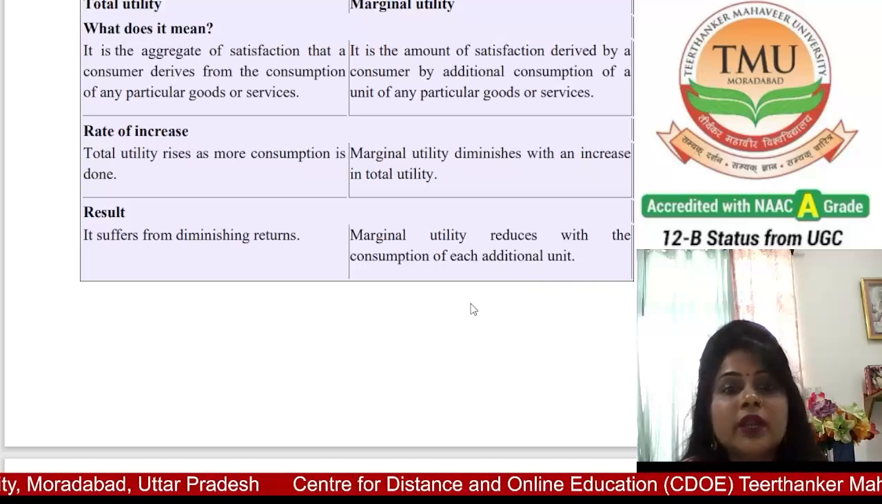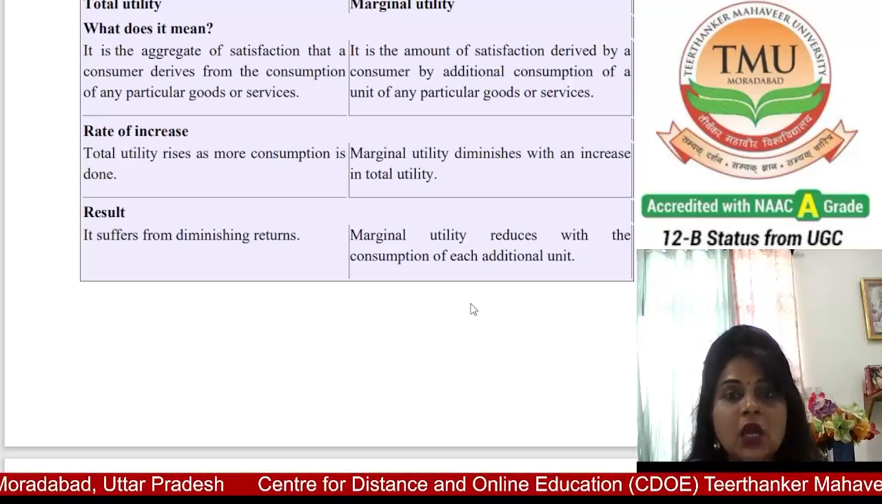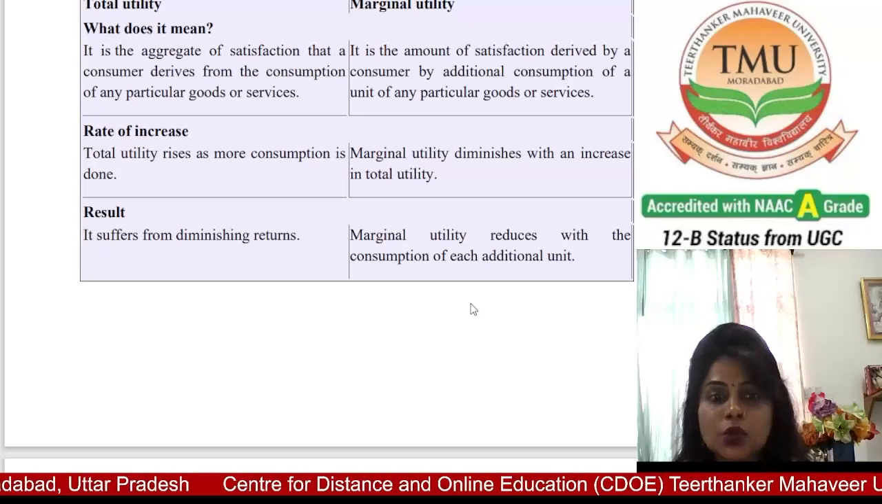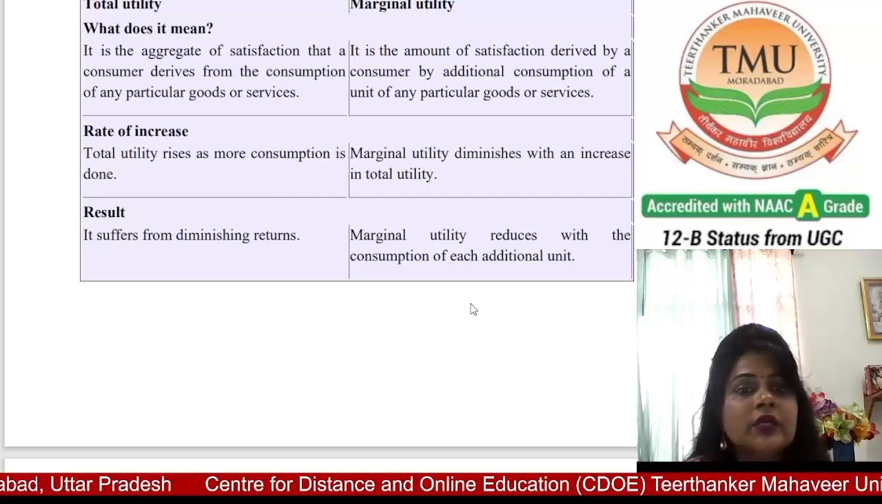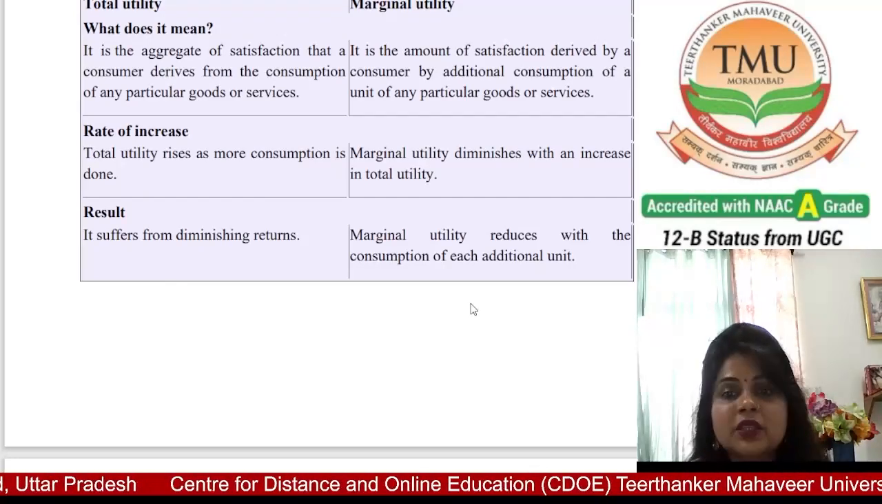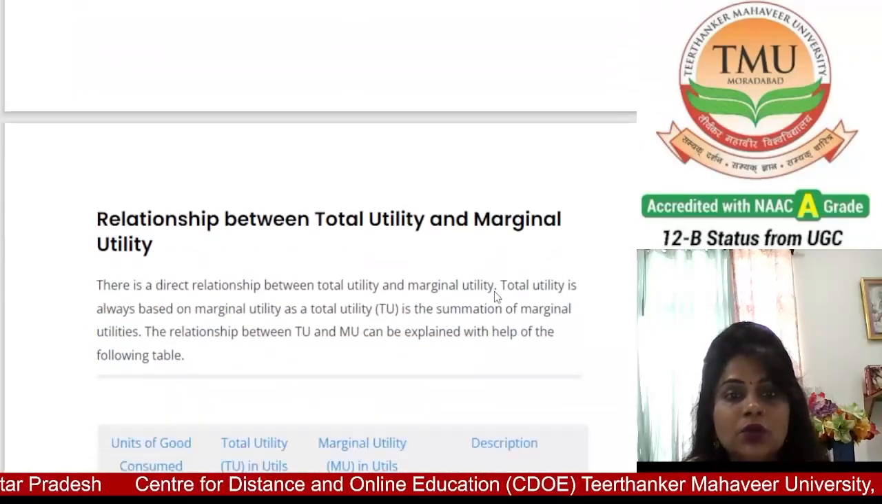Now, at what rate does total utility rise as more consumption is done? Marginal utility diminishes with an increase in total utility. As a result, it suffers from diminishing returns. Marginal utility is reduced with the consumption of each additional unit.